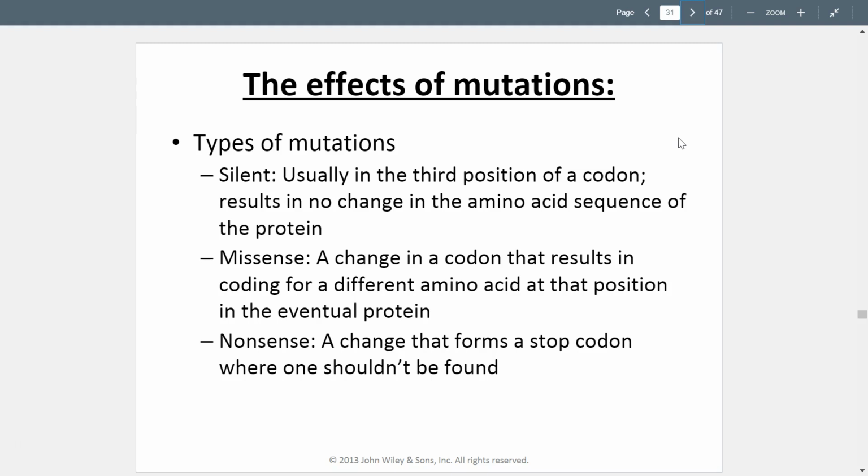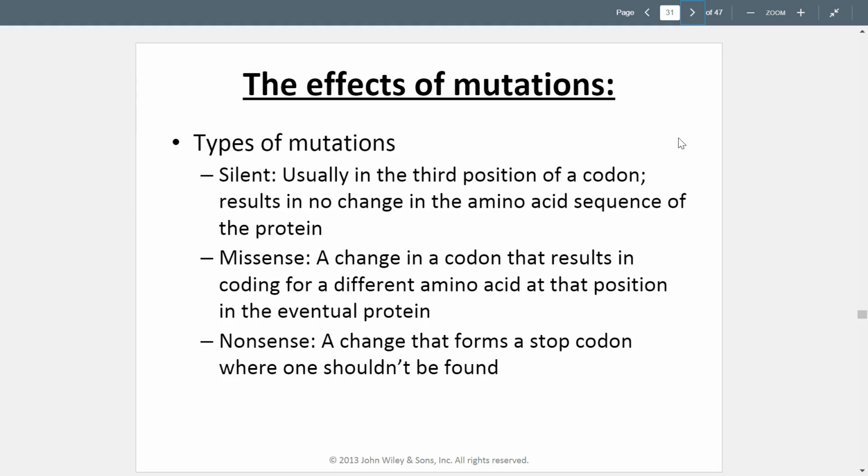A silent mutation usually happens in that third codon position, because as we looked at in the genetic code, that third position doesn't matter as much as the first two. So if the third base in that codon gets changed, sometimes that's not going to result in a different amino acid. So we get the same protein. Unless you do genetic testing, sequencing, you don't even know that mutation happened. Hence why it's called a silent mutation. There's no change in the protein, but there was a change in the DNA.